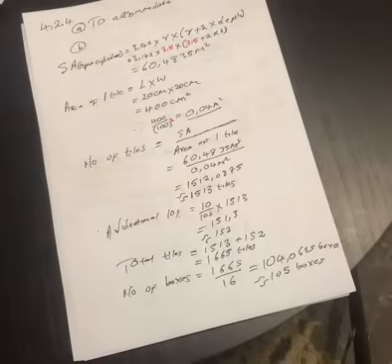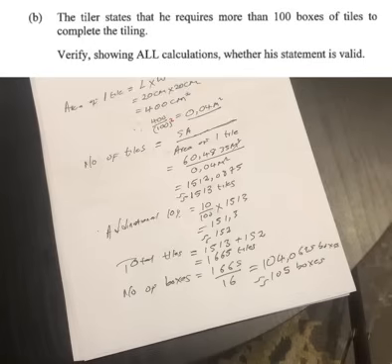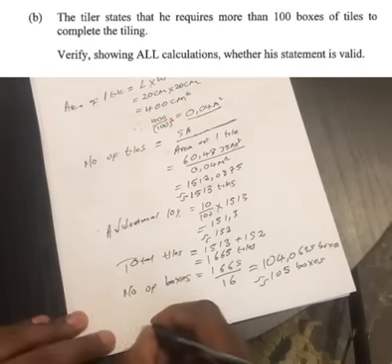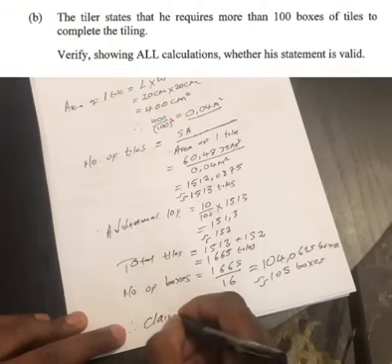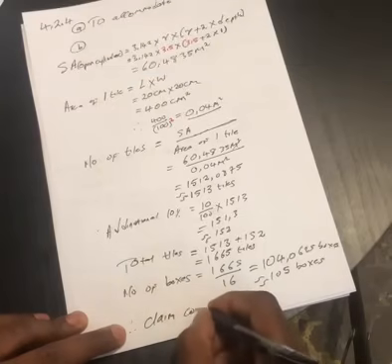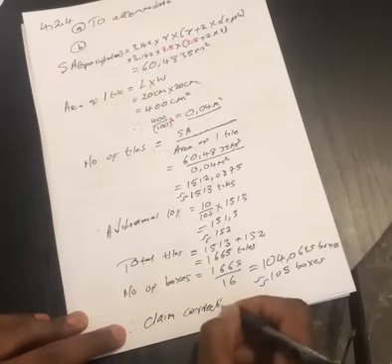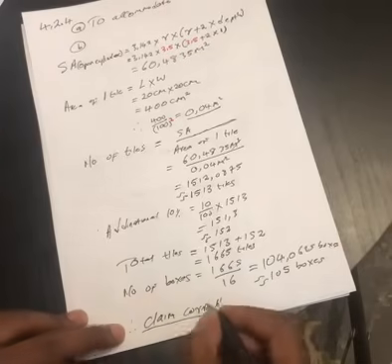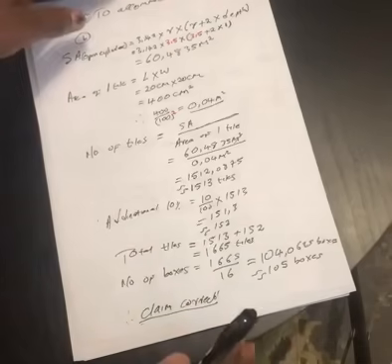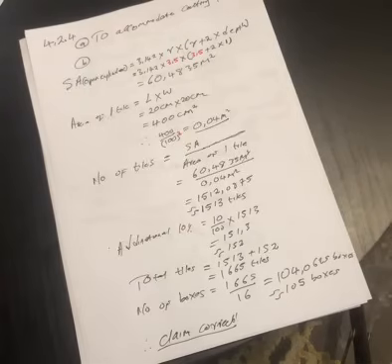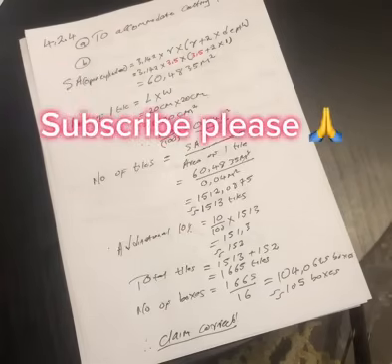105 boxes. Then again, if you check, the question said the tiler claimed that we will require more than 100 boxes. So obviously we're going to say therefore claim correct. Then we are done answering this question. Any question should be directed in the comment section. Thank you very much.